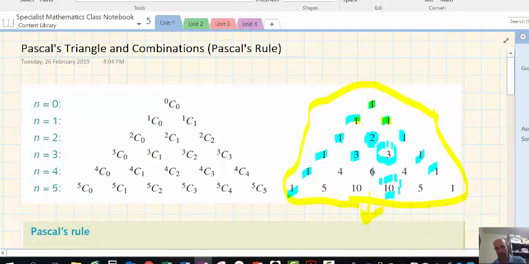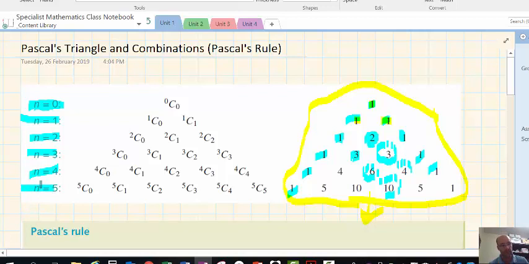Now, there are a few things about it. The first row is often referred to as row 0, or n equals 0. It doesn't start at row 1, it starts at row 0, or we could say that's n equals 0, and it continues on. It doesn't end, n is infinite. So it goes up to infinity.